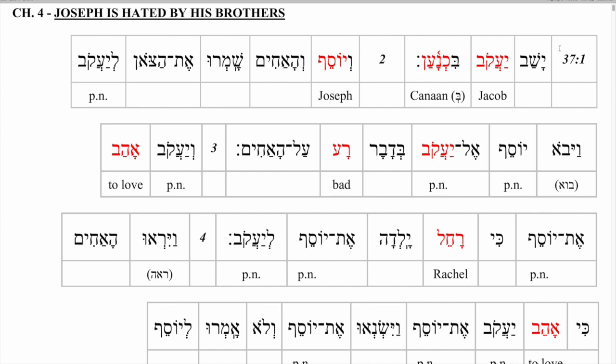So it starts here. This is Genesis 37:1. This is slightly edited from the biblical text to make it fit with your level of learning so far. But here, I'll just start reading here.